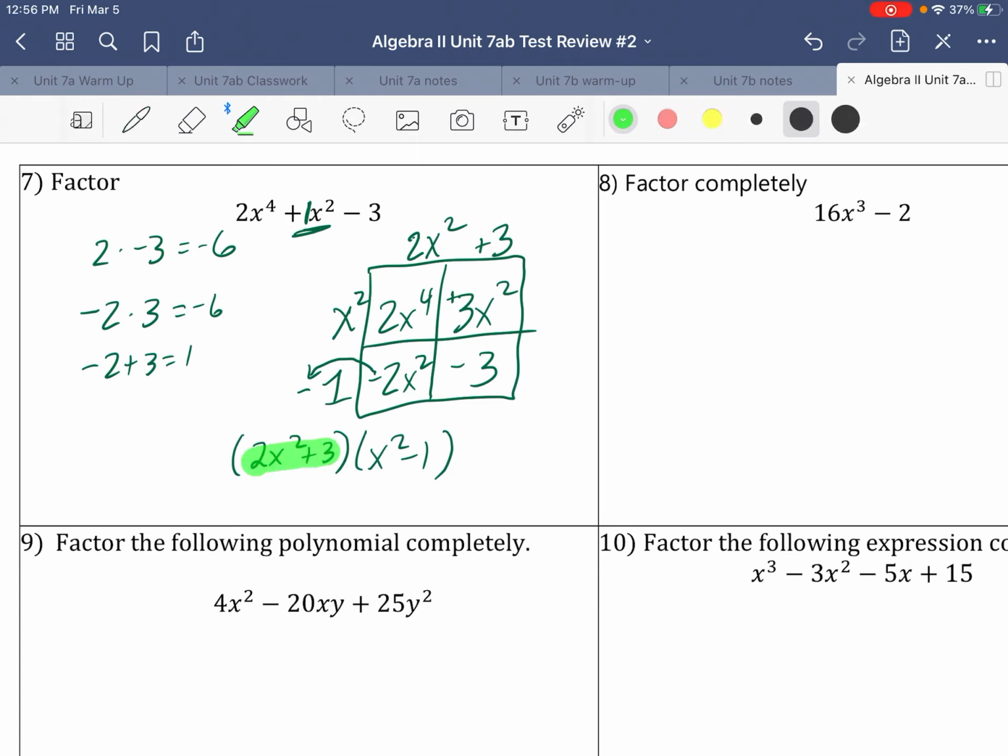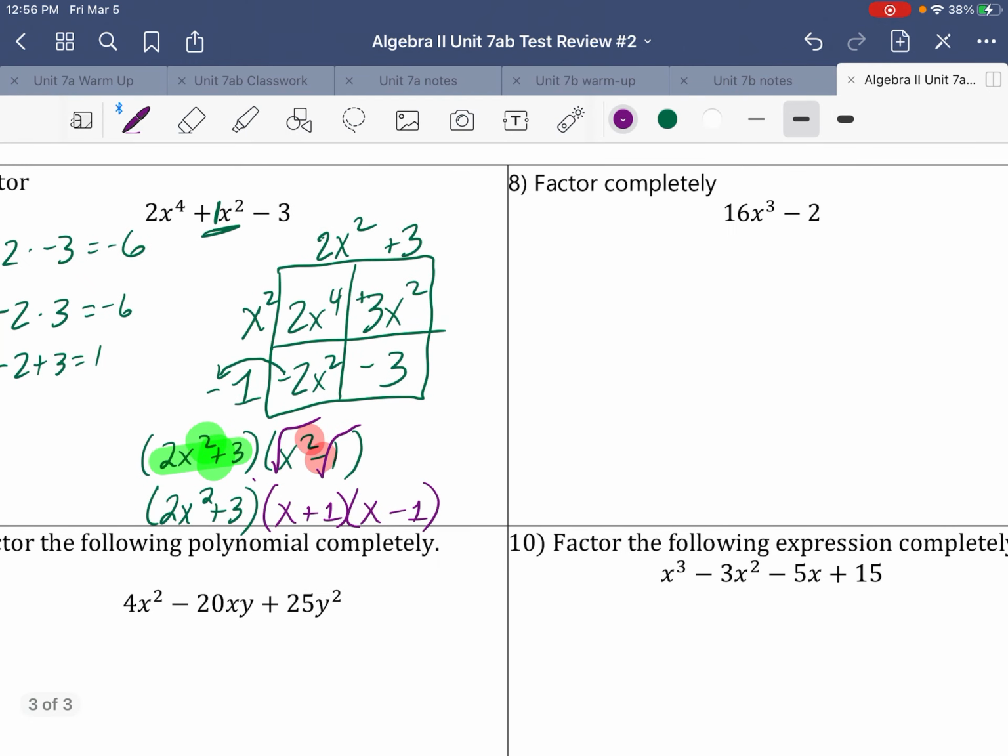Looking at our binomials, is it a subtraction in the middle? Nope. It's a sum of squares, so there's no difference of squares here, so that's going to be one of our factors. Can't factor it any further. The next factor is the subtraction in the middle and square. Can you square root both terms? Square root of x squared, yep. Square root of 1, yep. So square root of x squared is x. Square root of 1 is 1. One of the factors is positive, one's negative. And there are your 3 factors. If you multiply it all out, you get 2x to the 4th plus x squared minus 3.